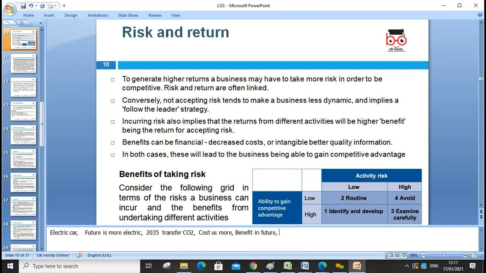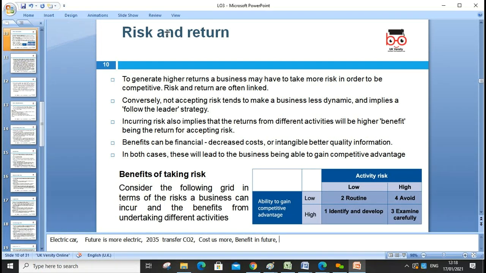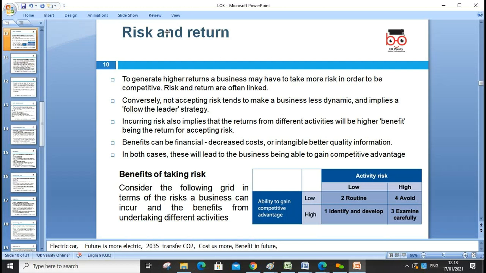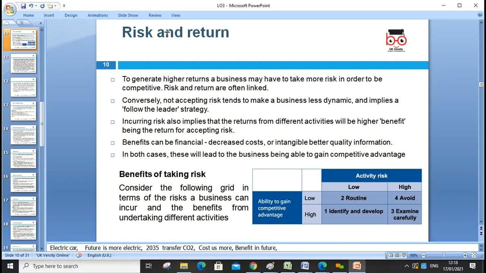So we need to think about it. We can look at whether the activity risk is routine, day in and day out, or high, and how we can avoid it. Identify, and you have to develop the strategy. Examine carefully what risk you have. If you don't wear the right shoes in the snow, we have a risk to slip. So that's why we need to make sure we wear the right type of shoe for this weather.